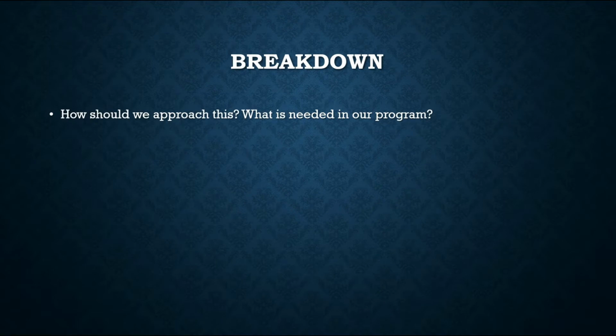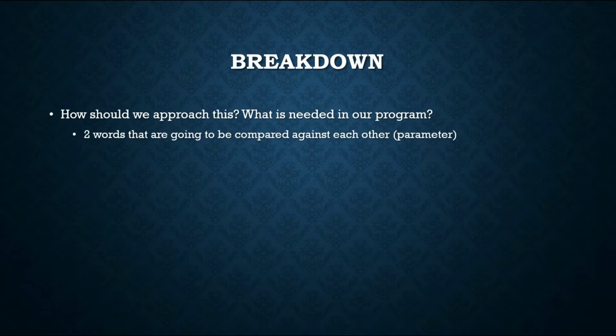Alright, so now let's talk about the programming assignment. When we have a coding assignment like this, we need to figure out how to approach this. What is needed in our program? First of all, we know that we need two words. These two words are going to be compared against each other. So the first thing that should pop into your mind is that we need a method that takes in parameters. So we need a method that is going to take in two parameters, which are both of these words that are going to be passed in.